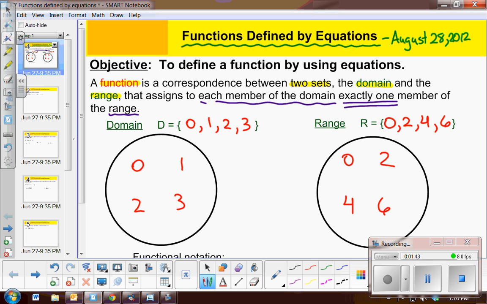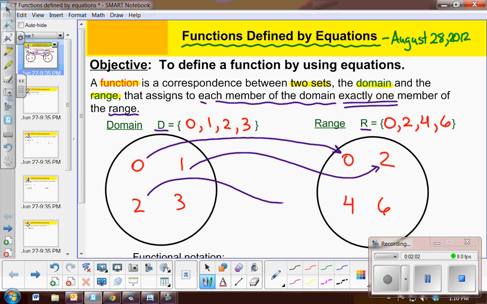So here we have a listing of the domain. We have four elements in the domain, and also four elements in the range. I'm going to do a mapping here. In my mapping, 0 will go to 0, 1 will go to 2, 2 will map to 4, and 3 will map to 6. So this is one representation of my function. This is called a mapping.